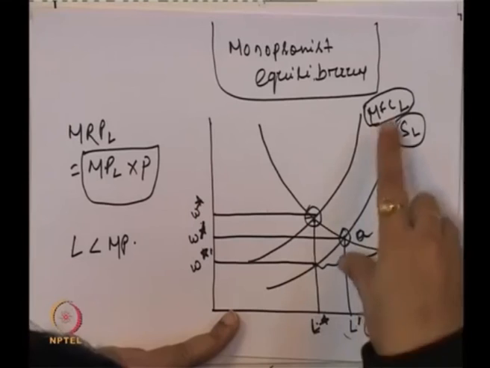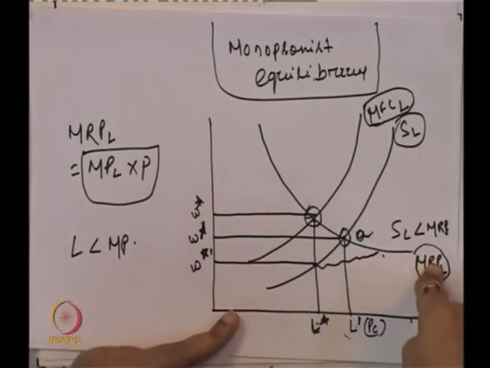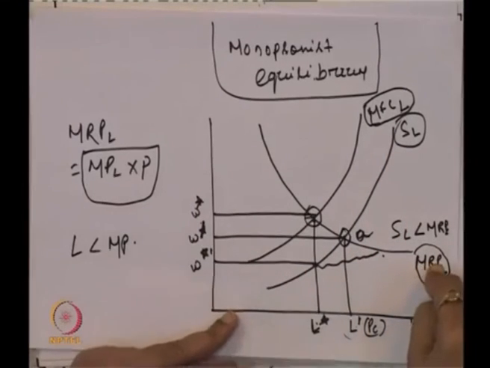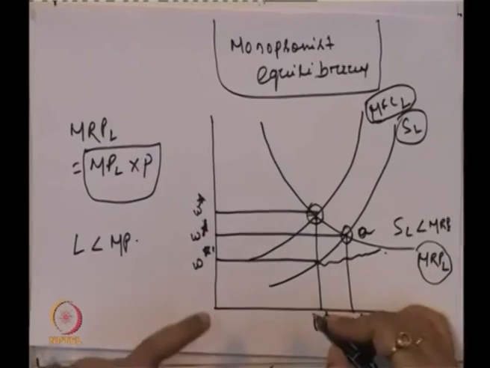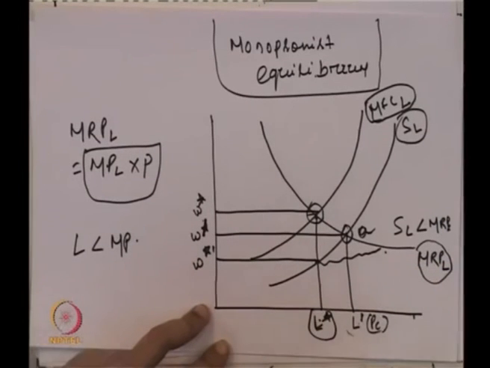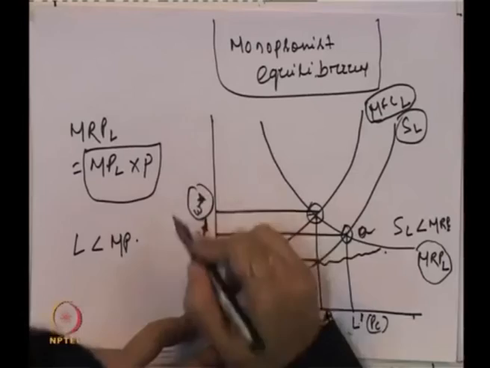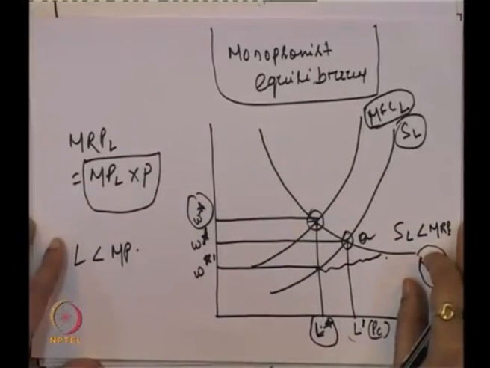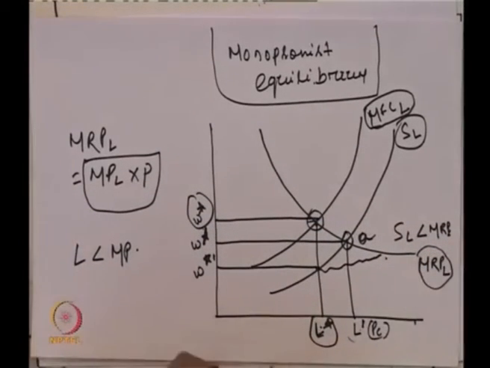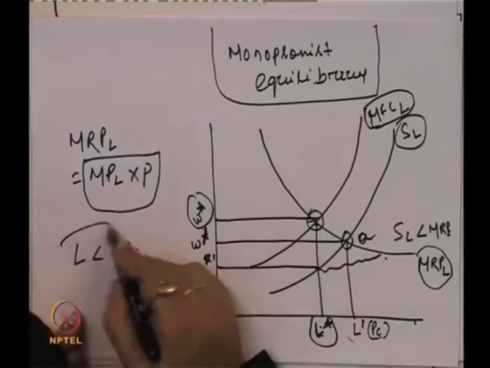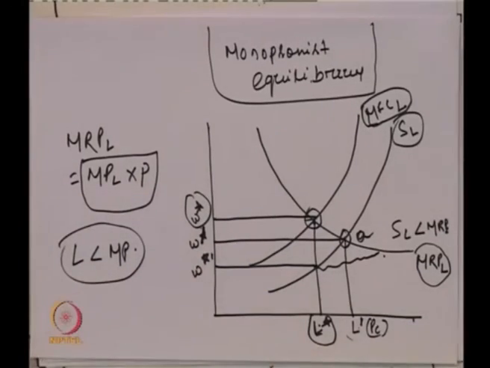So in the case of monopsony equilibrium, we find the equilibrium at this point where MFCL, the marginal factor cost of labor, intersects the marginal revenue product of labor, and we get the output: L star is the labor quantity and W star is the wage given to them. Generally, labor receives a wage which is less than the marginal product of labor.